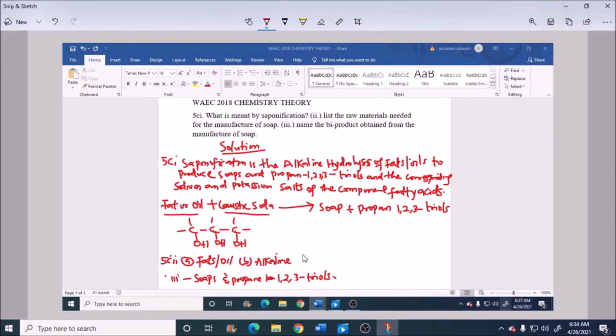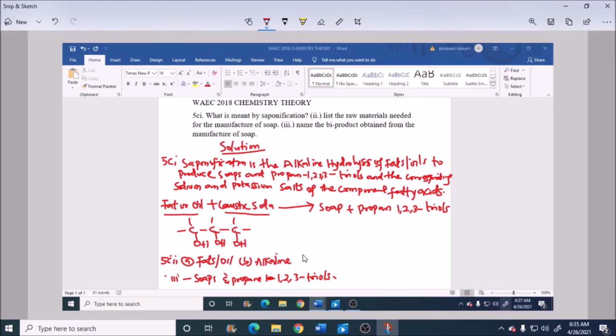That is, we have to define saponification, or what is meant by saponification. It is just the alkaline hydrolysis of fat and oil to produce soaps and propan-1,2,3-triols, and the corresponding sodium and potassium salt of the component fatty acid. Then we have the equation: fat or oil reacts with caustic soda, which is sodium hydroxide, to give soap and propan-1,2,3-triols as the product. Then we give the structural formula of propan-1,2,3-triol, having a hydroxy group attached to the first, second, and third carbon.